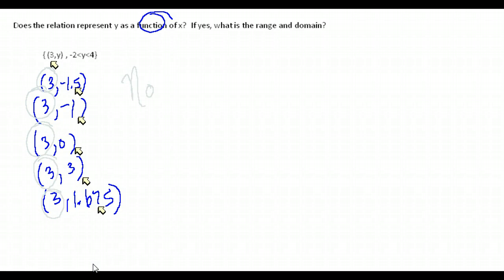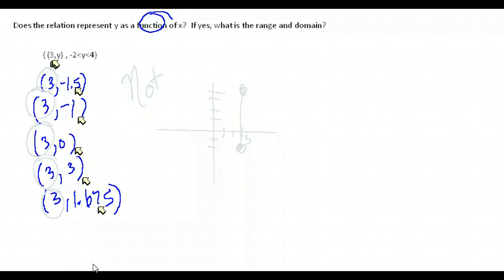No. The reason it's not is because with functions, we want to know exactly what's coming out. And when we put in 3, we could get anything between -2 and 4 and not just one exact number. The graph of this would look like a vertical line at 3 that goes from where y is -2 to where y is 4. But when you look at something like this and it says all of your x's are going to be the same number, it's not a function.